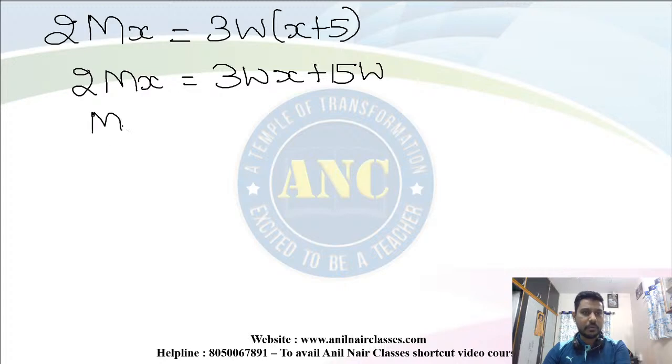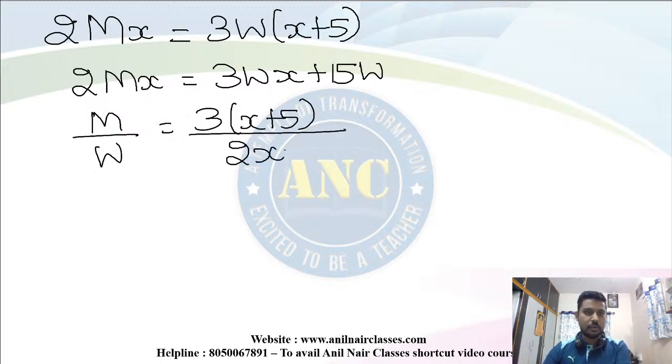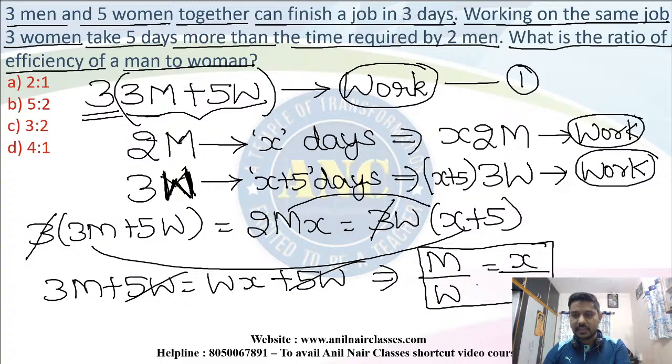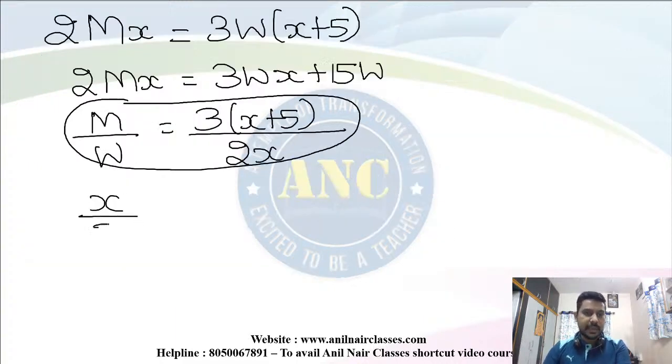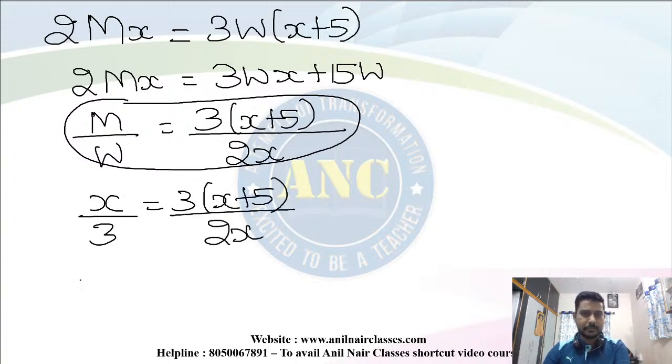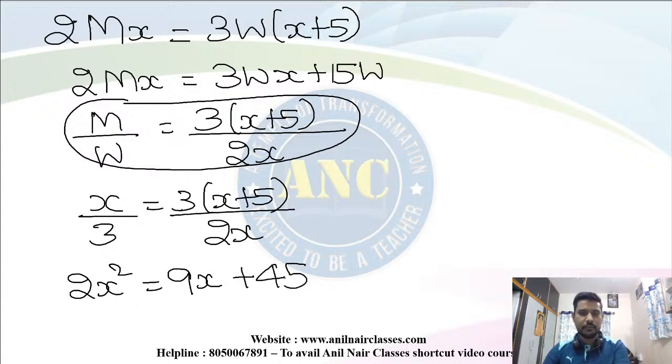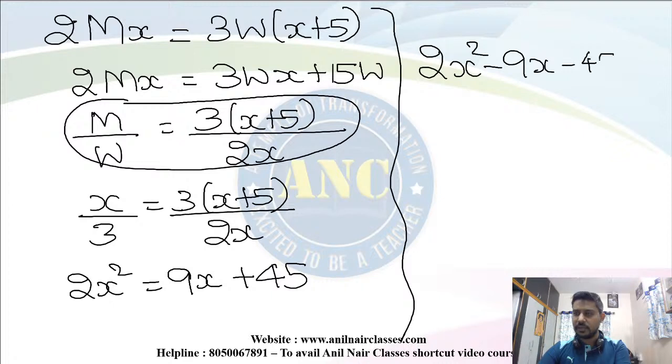Here also make it as m by w. So m by w from this can be written as, you don't need to expand this in fact, m by w is equal to 3 into x plus 5 divided by 2x, right? That is what I got for m by w. Now you have one equation of m by w here, and another equation of m by w as x by 3. Substitute: x by 3 is equal to 3 into x plus 5 divided by 2x. If I further simplify, this becomes 2x square is equal to 3 into 3 is 9x plus 3 into 3 is 9, 9 into 5 is 45. So you got a quadratic equation basically: 2x square minus 9x minus 45 is equal to 0.